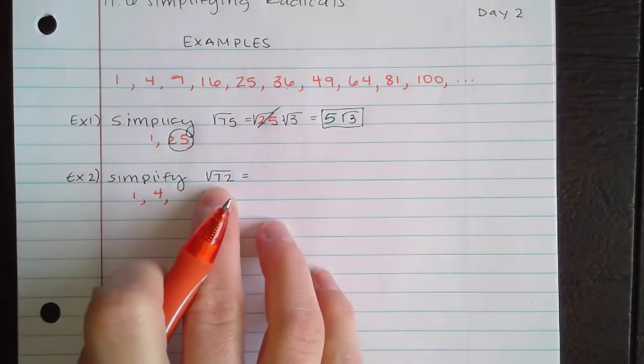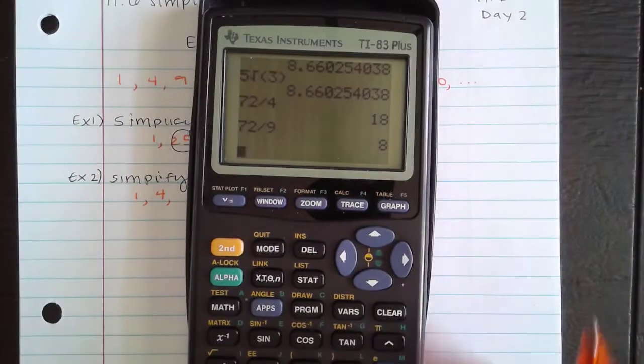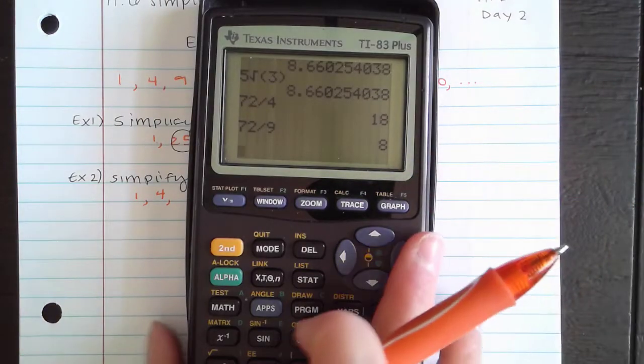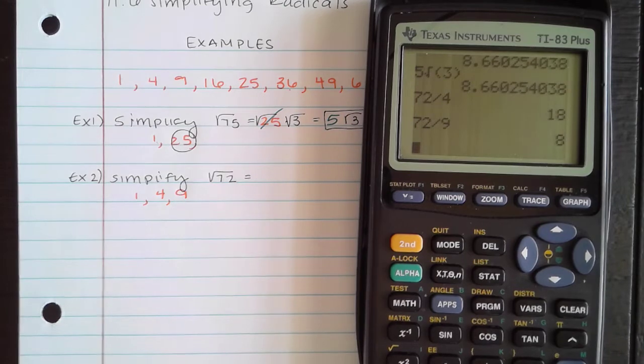Is 72 divisible by 9? Yeah, it is. Oh, I thought that I was showing you my calculator here. Sorry. Yes, it is. So 4 goes in 18 times, 9 goes in 8 times. These are all perfect squares that go in, but you want to pick the biggest one. And we're still actually not there, so let's keep going.